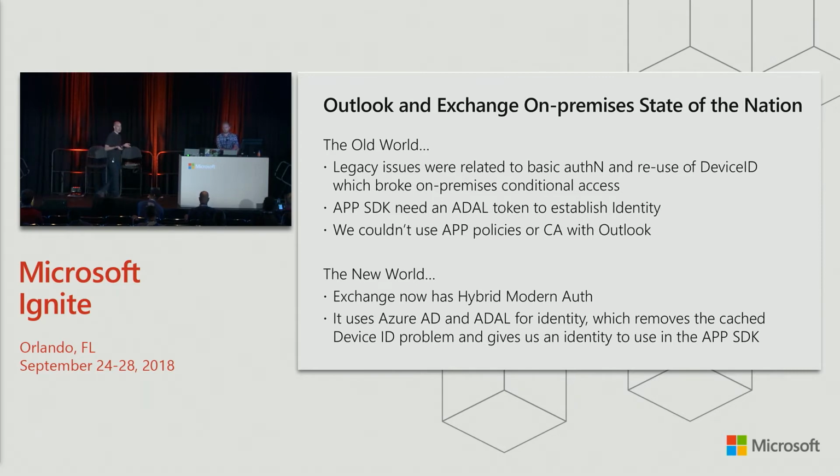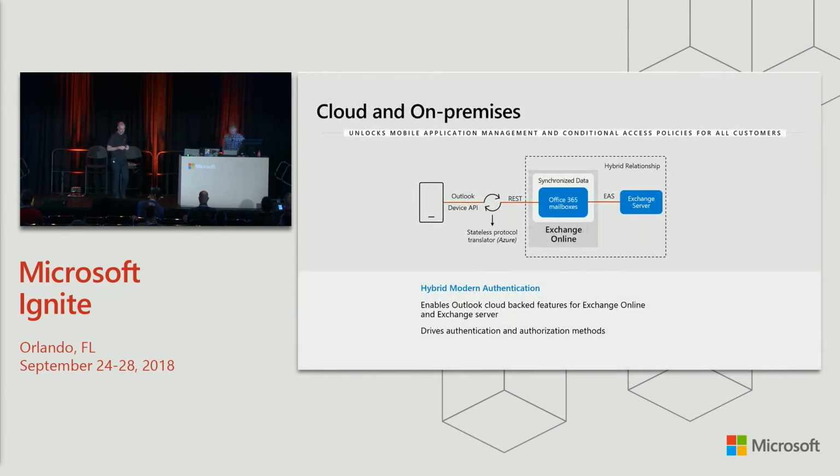But once we've done that, it lights up all of the EMS stack. So conditional access and APP policies all will work seamlessly whether you're on premises or whether you're in the cloud. This is what that architecture looks like. So essentially the client connecting into Office 365. So Outlook connects into Office 365. And then Office 365, the Exchange Online components go and fetch the bits of email that you need from your on-premises Exchange server.